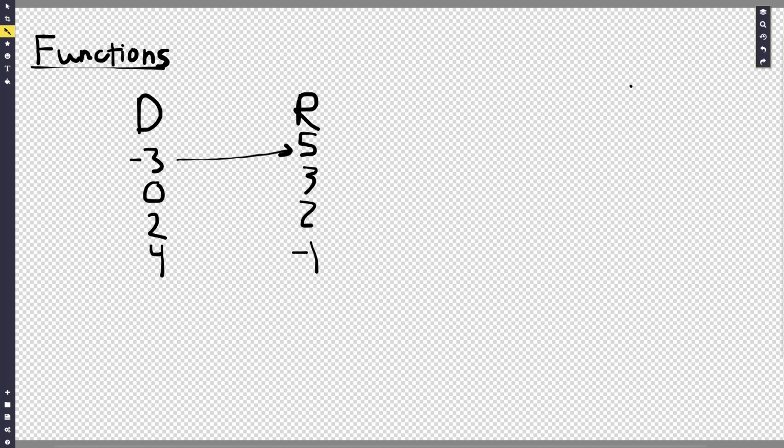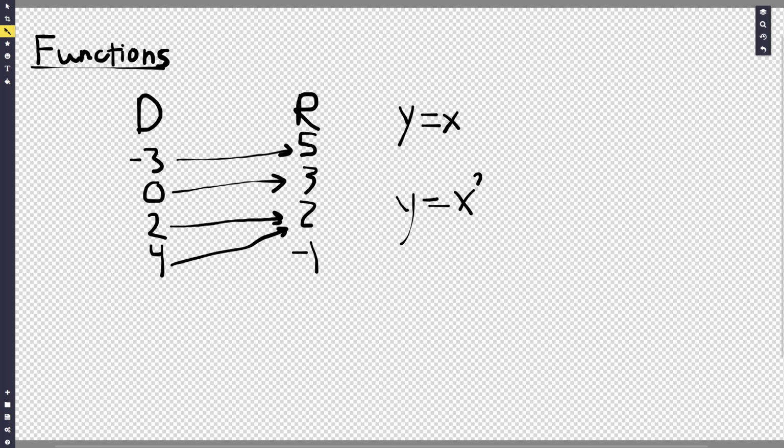So let's say 2 and 4. If we plug in 2 to the function and 4 to the function, we get 2. That can still be a function. Normally you graph functions with equations. So they might look like y equals x, and this is one of the most basic functions. In this case, every input has exactly one output. But if you have a function like y equals x squared, every output could have more than one input.